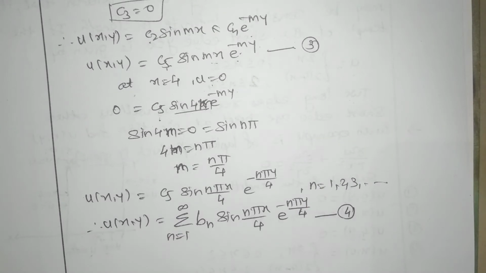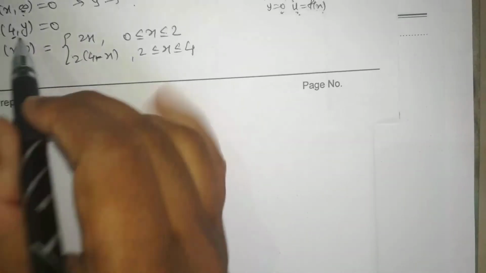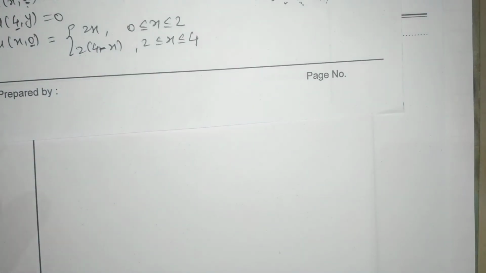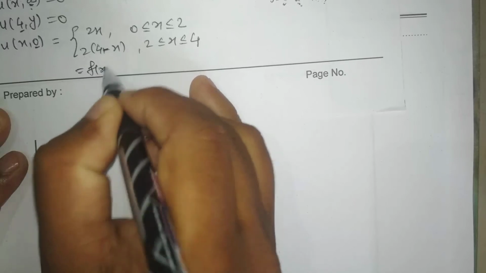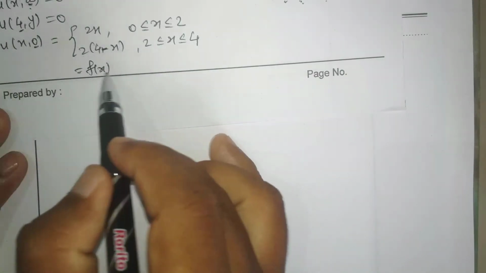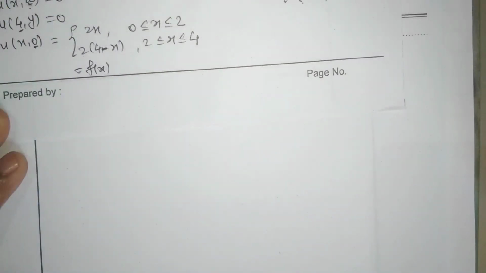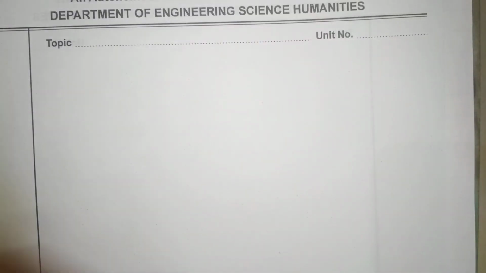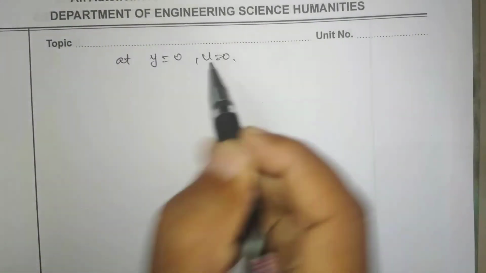Now to calculate the value of bn we require to use the last condition. So what is the last condition? The last condition is at y equals 0, u is this. So I am just going to call it f of x for simplicity. For y equals 0, I am going to call this total function f of x for simplicity in the calculation. So at y equals 0, u is equal to f of x.